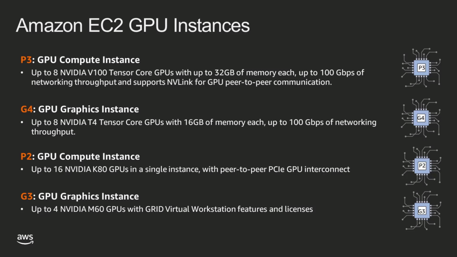We also offer the P2 and G3 instances, which are the earlier generation of NVIDIA GPUs. The Amazon EC2 instance based on NVIDIA Ampere, which is the A100 Tensor Core GPUs, will be offered soon. I would highly recommend you sign up on the AWS page for updates and availability.